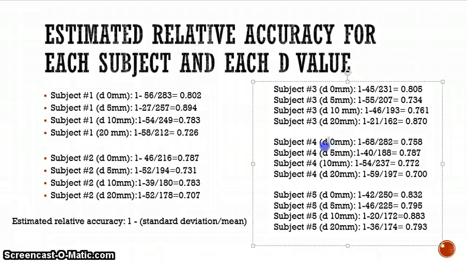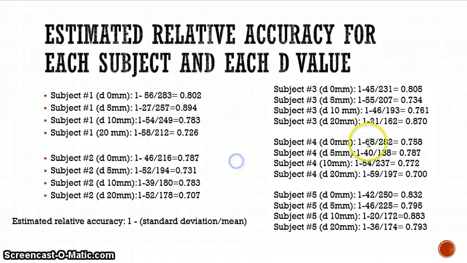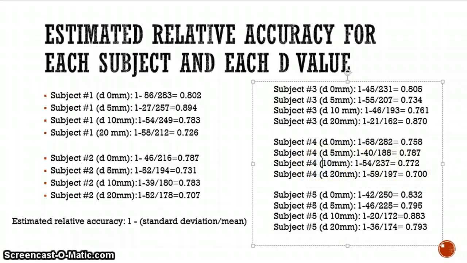For subject number 4, D at 0 millimeters is 0.758. D at 5 millimeters is 0.787. D at 10 millimeters is 0.772. And D at 20 millimeters is 0.700.